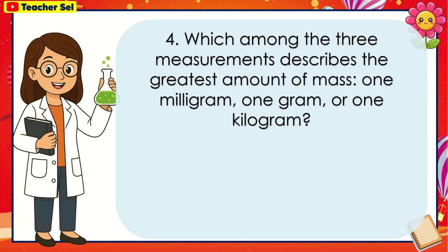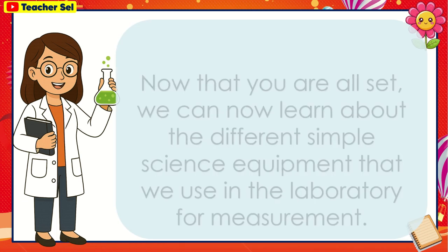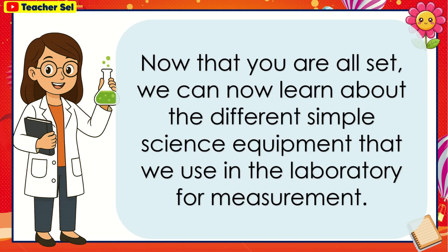Which among the three measurements describes the greatest amount of mass? 1 milligram, 1 gram, or 1 kilogram? 1 kilogram has the greatest amount of mass, as 1 kilogram is equal to 1,000 grams. On the other hand, the milligram has the least. Now that you are all set, we can now learn about the different simple science equipment that we use in the laboratory for measurement.